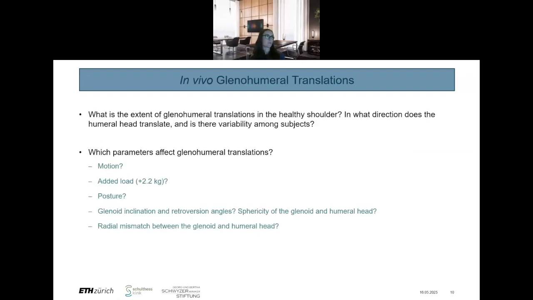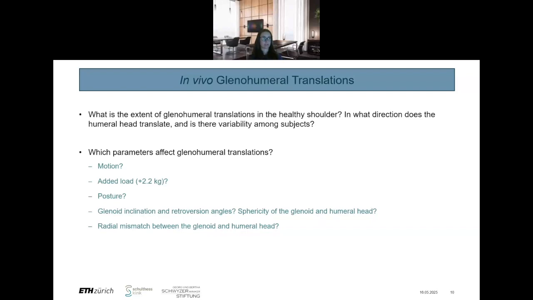So for this study, we wanted to investigate in vivo glenohumeral translations, both in terms of magnitude and pattern. And then we wanted to see whether various parameters affected these translations. So first of all, motion. So that's 3 different arm raising motions, as well as external and internal rotation movements, whether we were adding a handheld load or not, the patient posture, and then various joint geometric parameters. And I want to point out that these were all measured from the bone surfaces, not the cartilage surfaces.